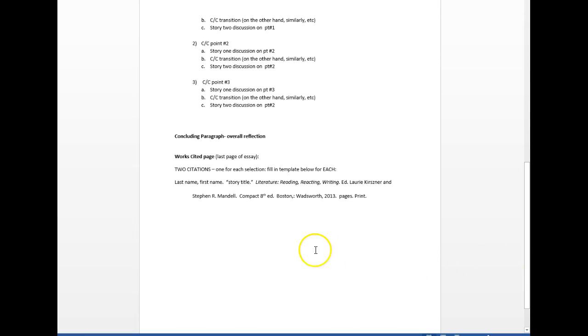When you get to your works cited page, because you have 2 stories, you're going to have 2 citations, 1 for each selection. But the template is the same. All you have to change is the author's name and the story title, and then the actual pages that it's from. So it's right there already in MLA format. You just have to copy paste it in and add the specific information for your story. And I give you some examples of transitions that depend on whether you're doing points of similarity or difference. You say, on the other hand, when it's a point of difference, you say something like similarly when it's a point of similarity in comparison.